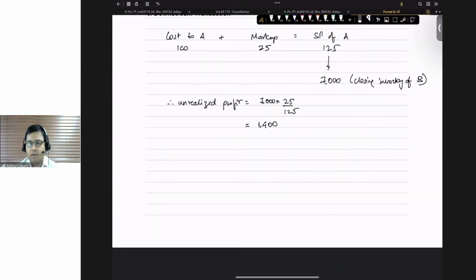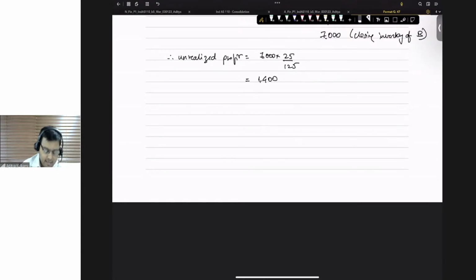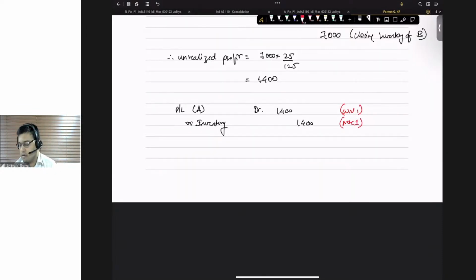Who has sold to whom? A has sold to B. So A's P&L will be affected. So we have to reverse that. So P&L A debit to inventory, 1,400. Where will the impacts go? This will go in working note 1, whereas this will go in note number 1.